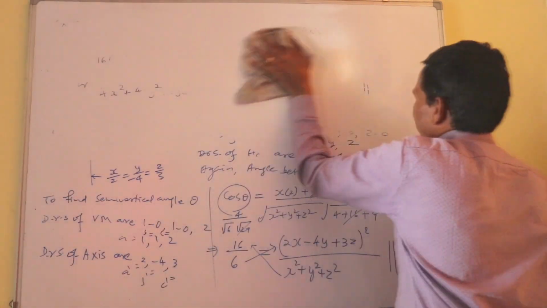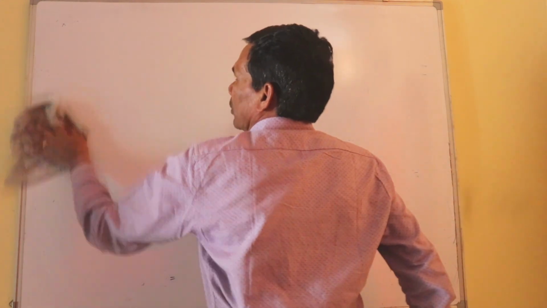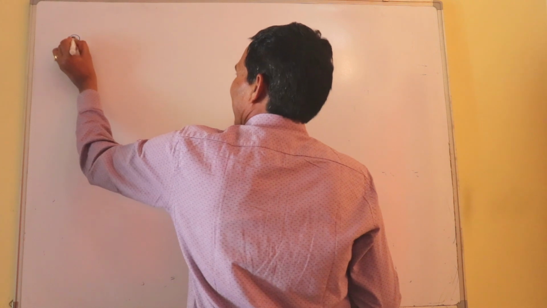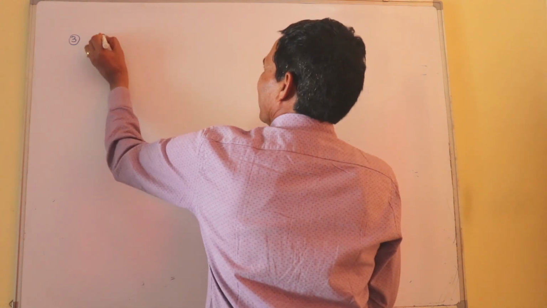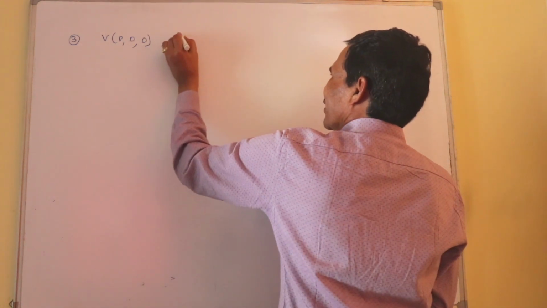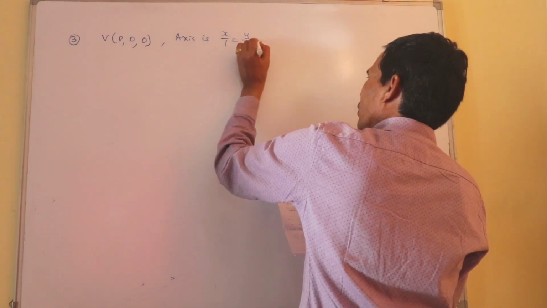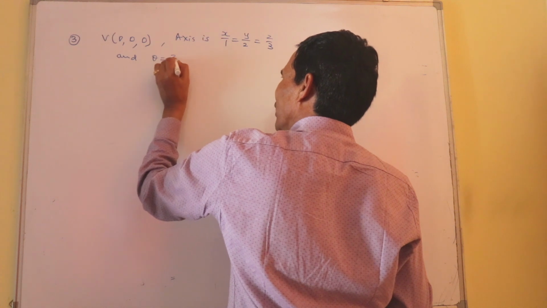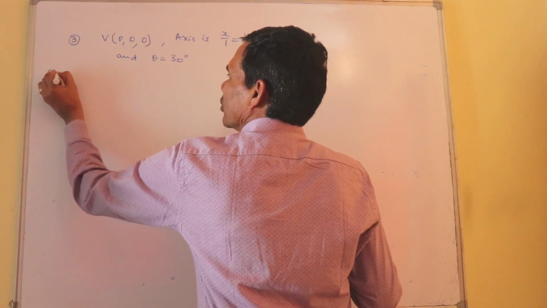So next example on this. Problem number 3: find the equation of the right circular cone with vertex at origin, axis is x upon 1, y upon 2, z upon 3, and theta is equal to 30 degree, which means the semi-vertical angle is 30 degree. Now we have to find the equation of the right circular cone here.